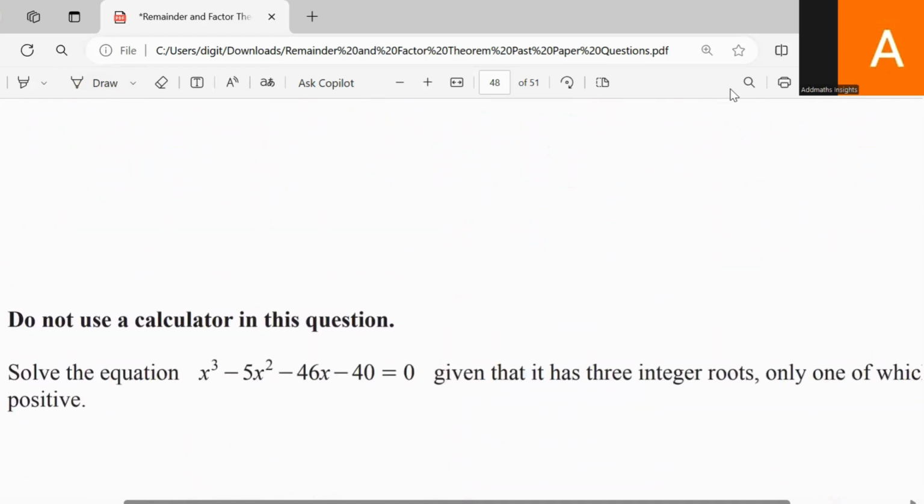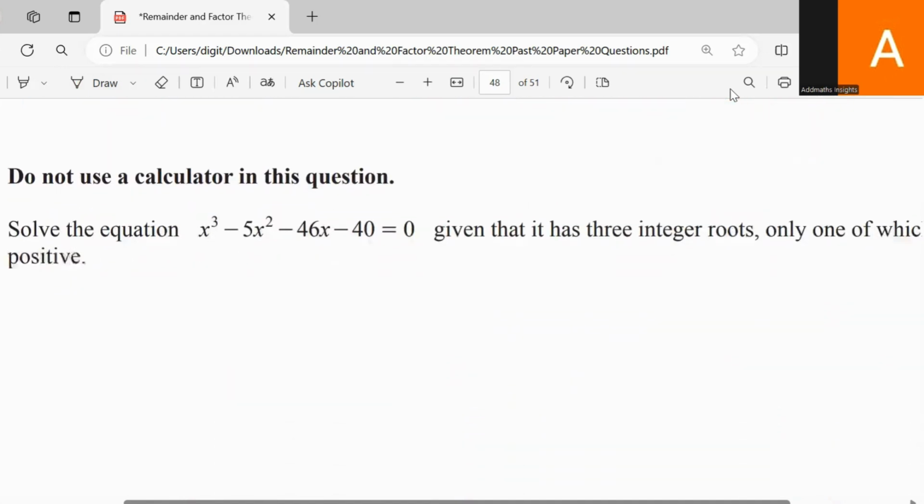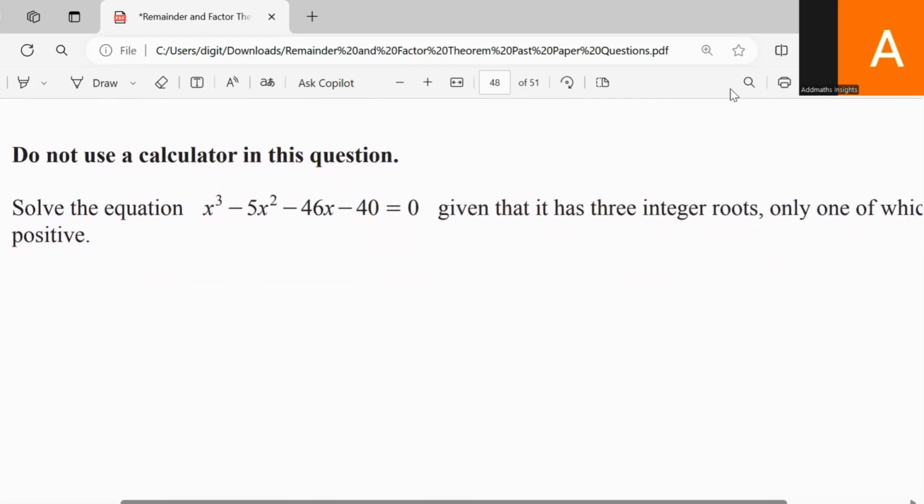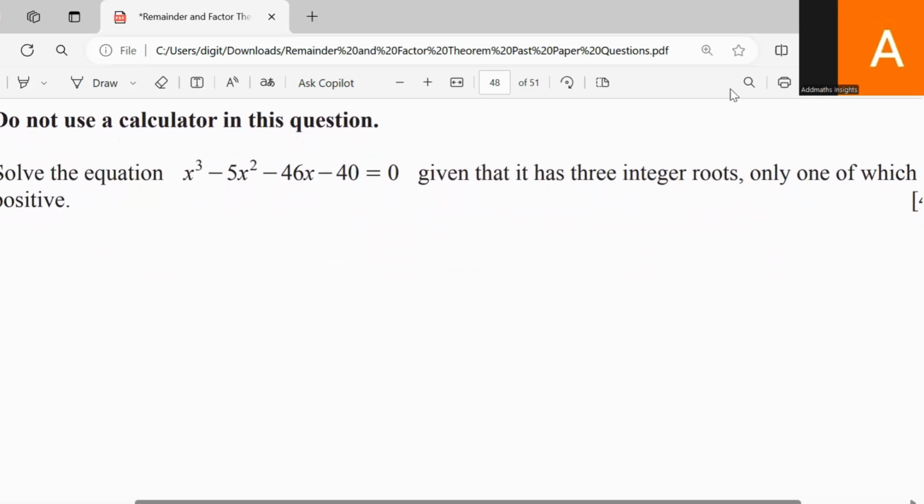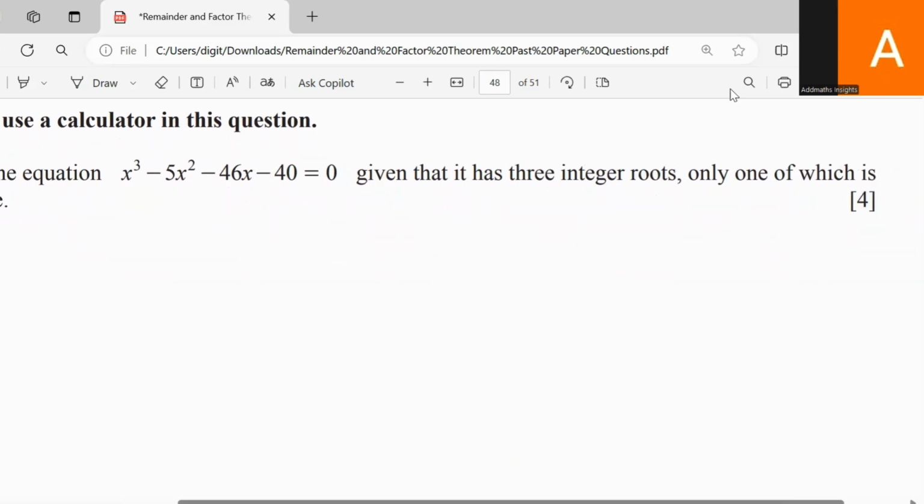Because the other part is: do not use a calculator in this question. Solve the equation, given that it has 3 integer roots, only one of which is positive. So you have to find the roots of this equation, and given that one of the roots is positive, it means the remaining roots are negative. So you can use the hit and trial method to find the first root. We'll take only integer values.